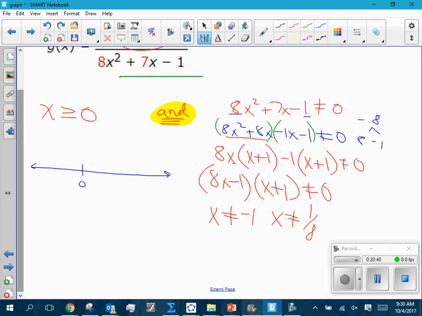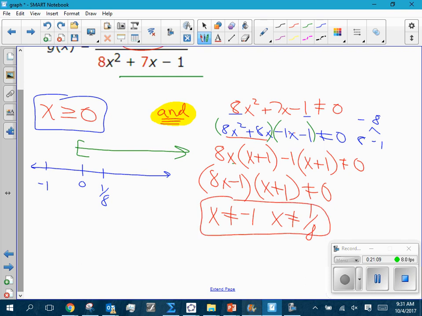Well, we had 0 on there. We found -1. And we found 1/8, right? Scale's not right, but it doesn't really matter. We just put them in the right spots chronologically. This statement here says x has to be greater than or equal to 0. Well, graphically, it would be that information there, right? This stuff down here says x cannot be -1, so there's got to be an open dot there. And x cannot be 1/8, so there's got to be an open dot there. So I graph those things.